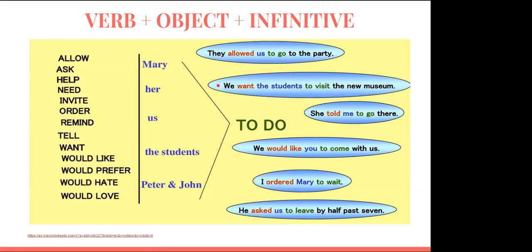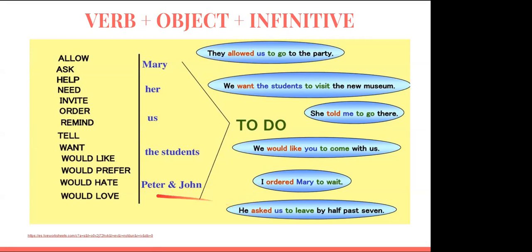Please, if you could read the example. We want the students to visit the new museum. Yep. And the next one. He told me to go there. We would like you to come with us. I ordered Mary to wait. He asked us to leave by 7:30.